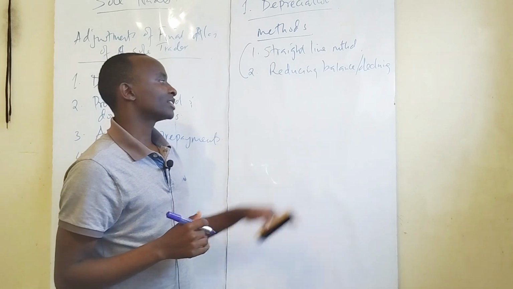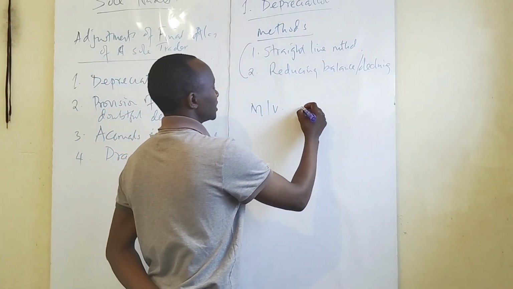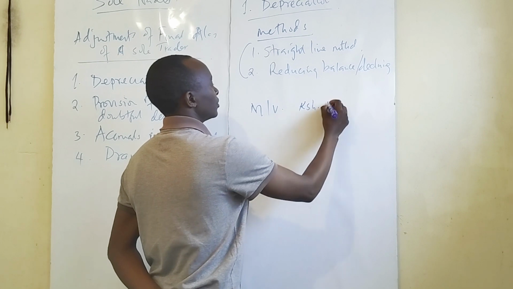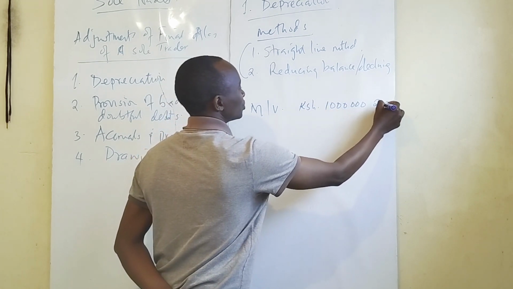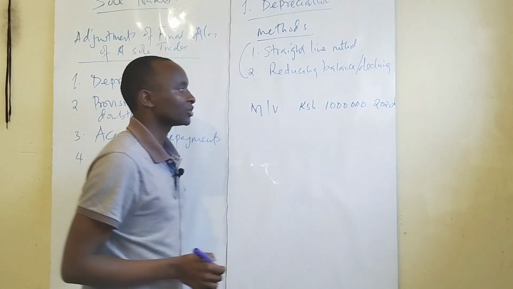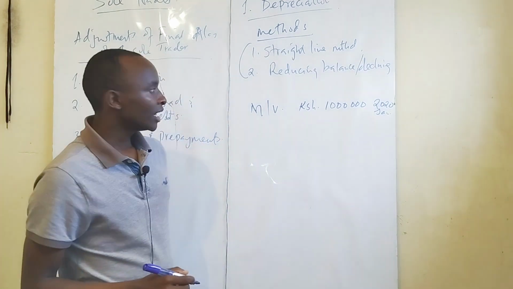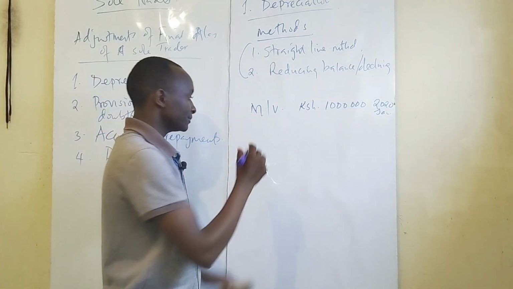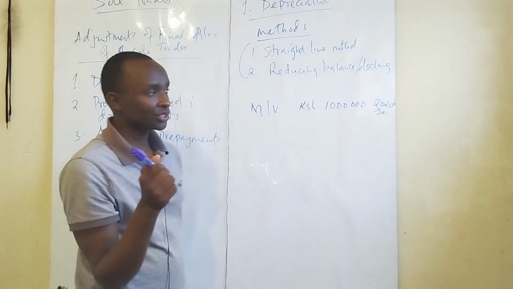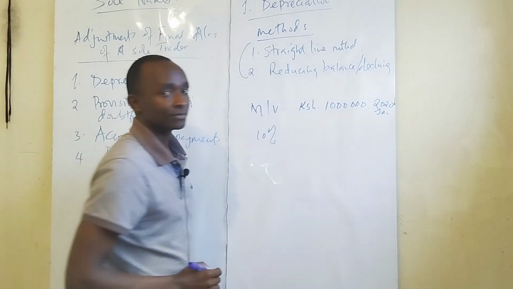Let's say you have purchased a motor vehicle worth Kenya shillings 1 million in 2020. You purchased it in 2020 January. Yes, and then the business or the organization states that the provision of depreciation is 10% straight line.